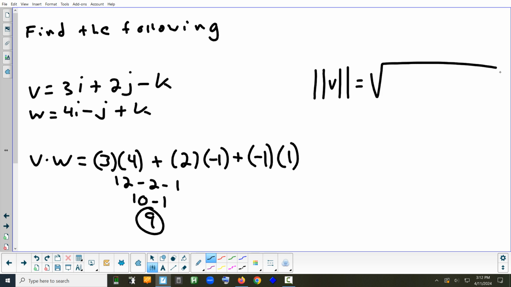Okay, so what would that be? The square root of what would go first? Well, what would it be? I don't know. Would it be 12 or no? So you've got to square each component of the vector, add them up, and then take the square root. It's the Pythagorean theorem in 3D.